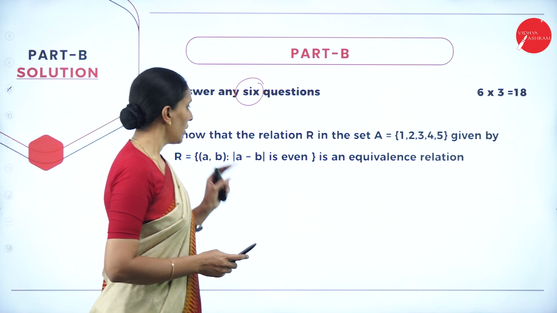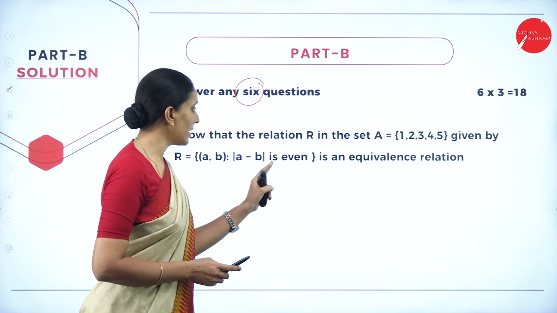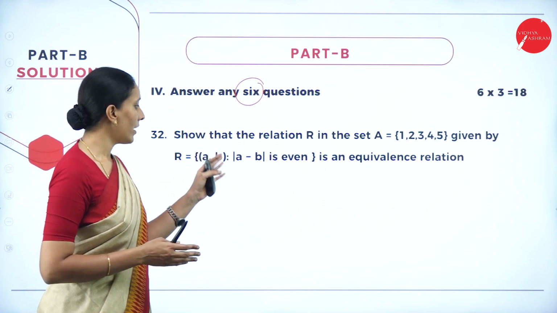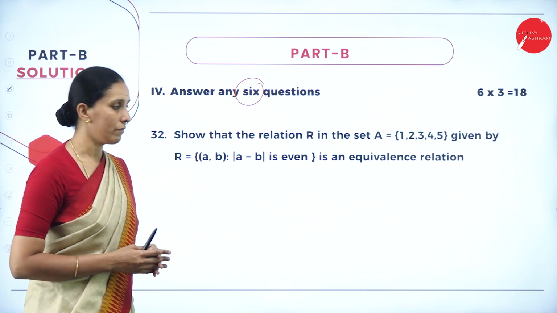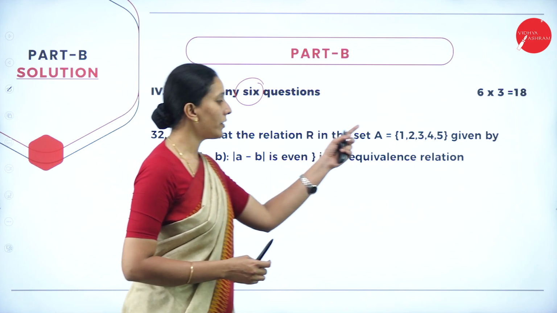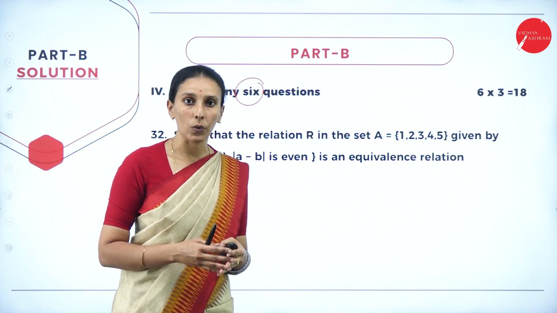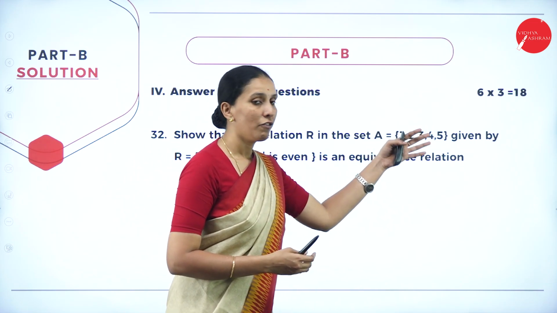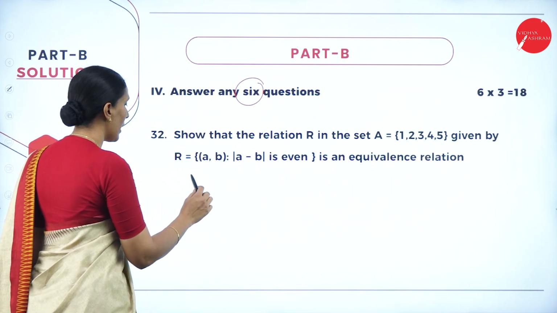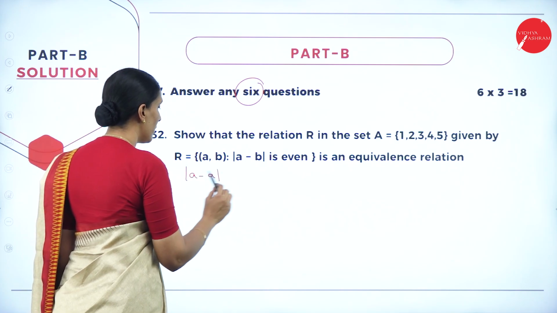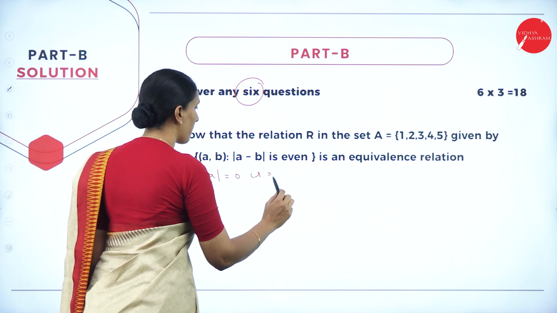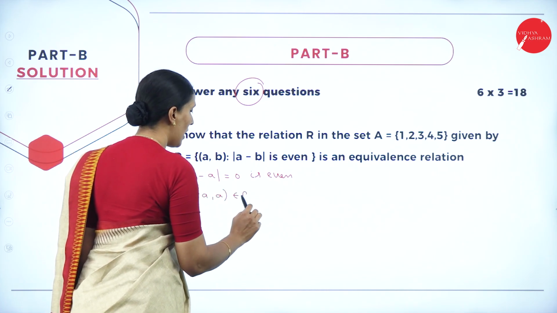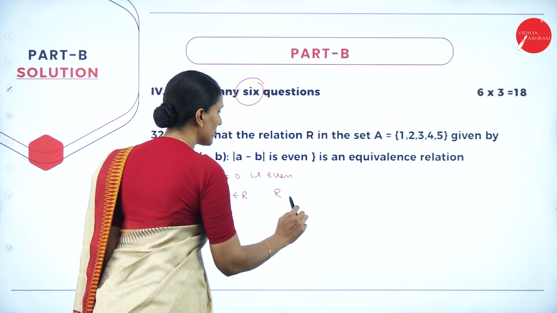So clearly, if you take the modulus of a minus b as an even number, we need to choose any two elements in such a way that their difference under the modulus should be even. So now if I take 1, 1 minus 1 is 0. 0 is considered as even. If we take 2, 3, 4, 5, obviously a minus a, 0 is even. So clearly (a, a) belongs to R. So therefore R is reflexive.